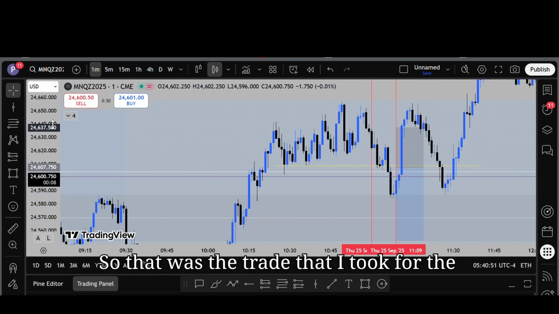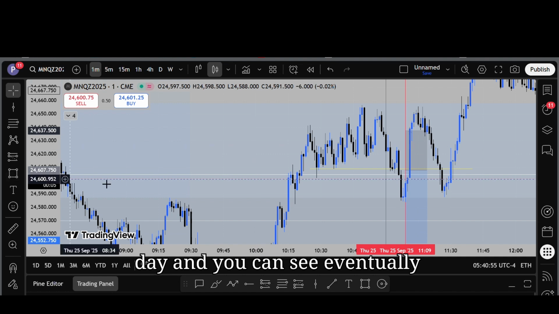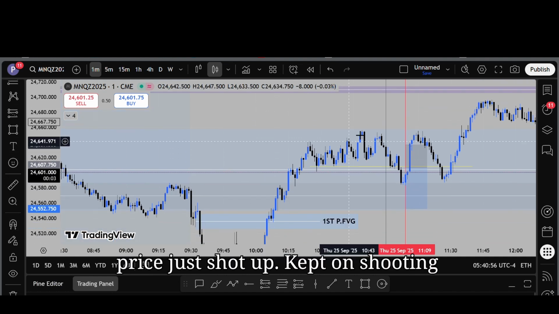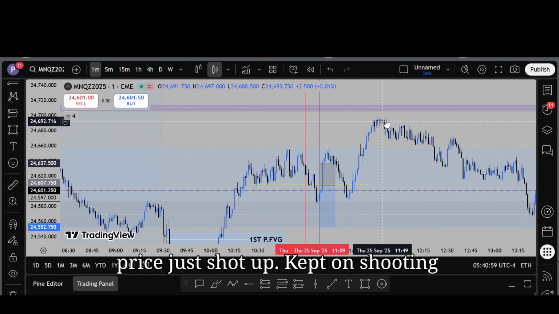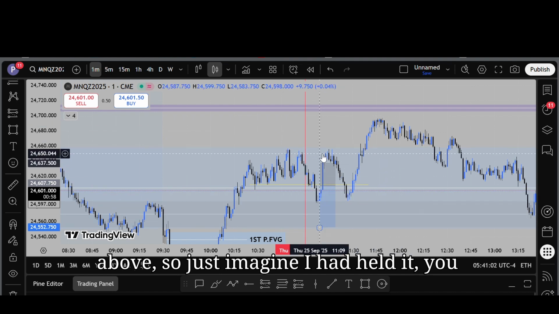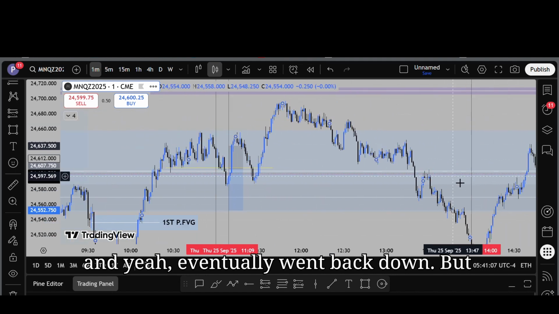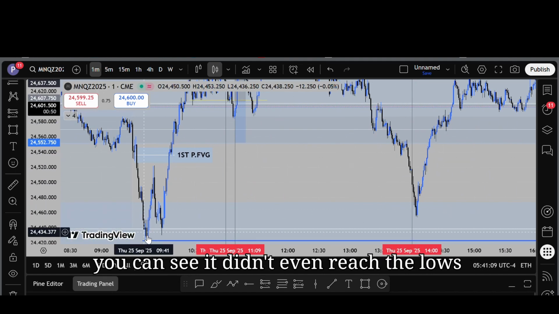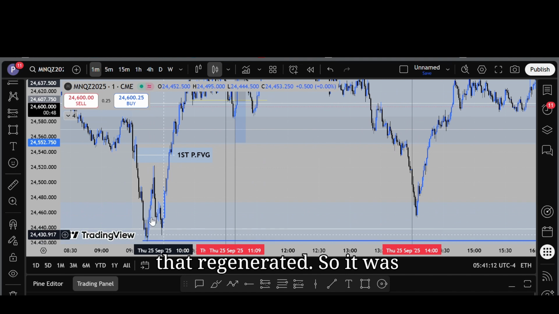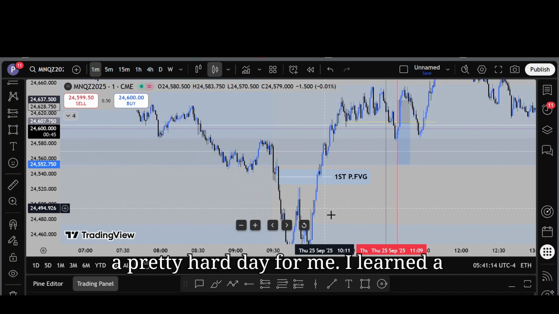So that was the trade that I took for the day, and you can see eventually price just shot up, kept on shooting above. So just imagine I had held it, hoping for price to get back down, and yeah, it eventually went back down, but you can see it didn't even reach the lows that we generated. So it was a pretty hard day for me.